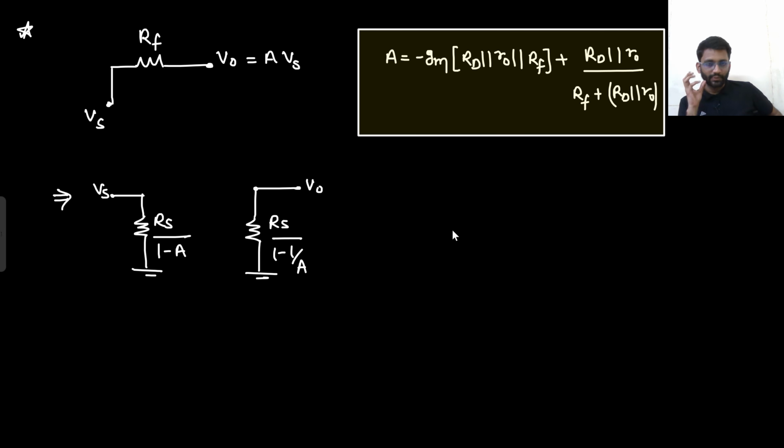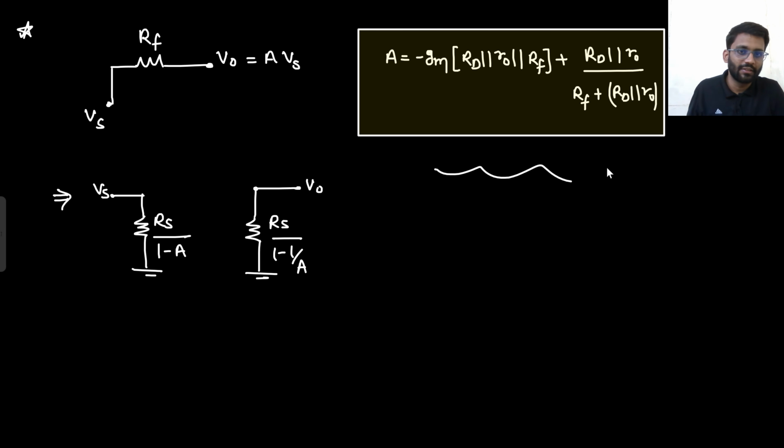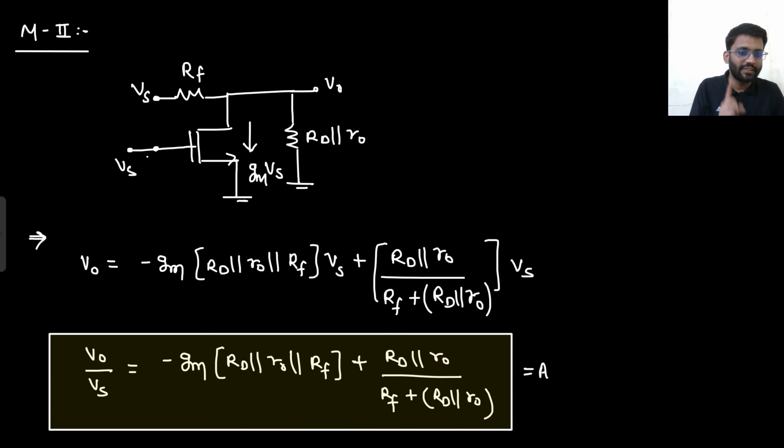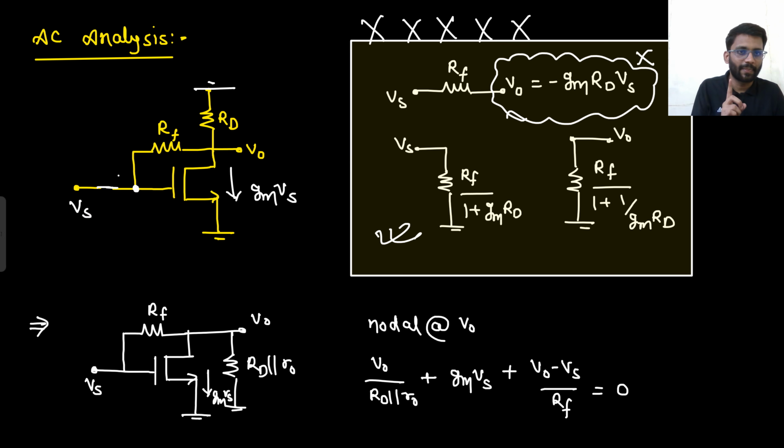Understood this analysis? So why did I first teach you Miller's theorem, then the application of Miller's theorem, then where it cannot be applied. In the self-biased circuit, it cannot be directly applied. You cannot directly say that my gain would be minus gmRd. No. My gain would be this much. So what is the main point that you understood here? That you always have to take into consideration this resistance Rf.